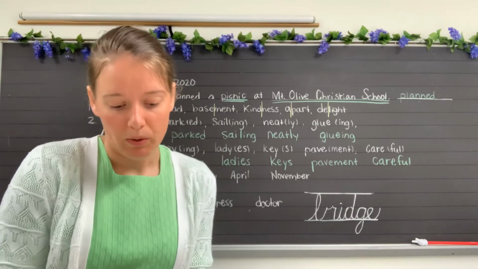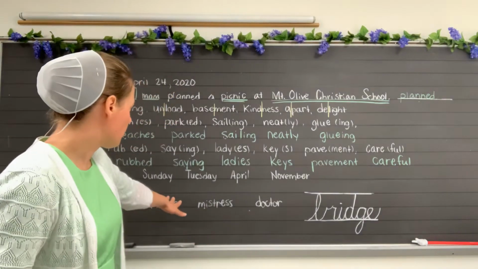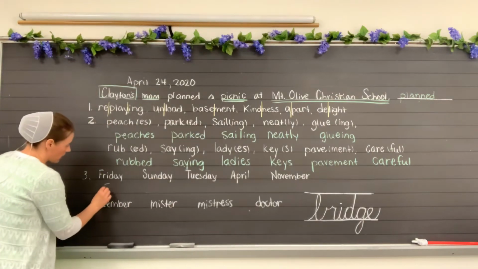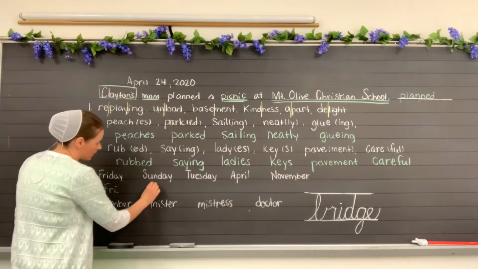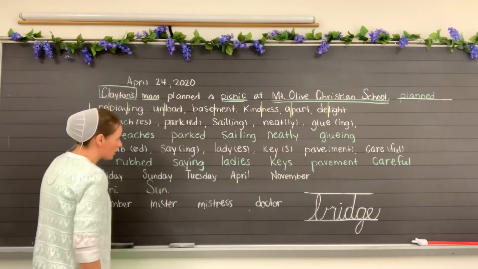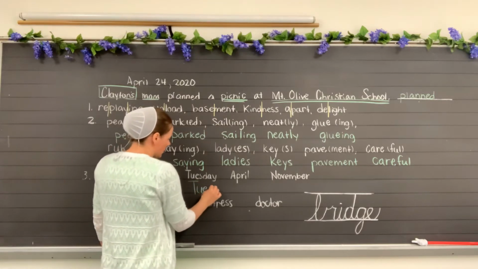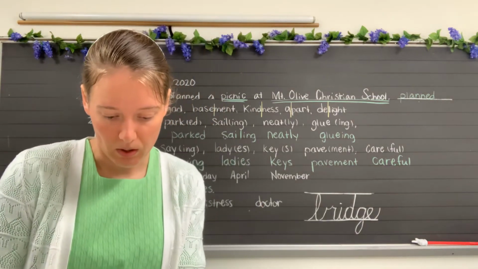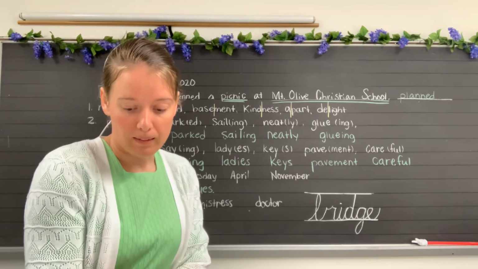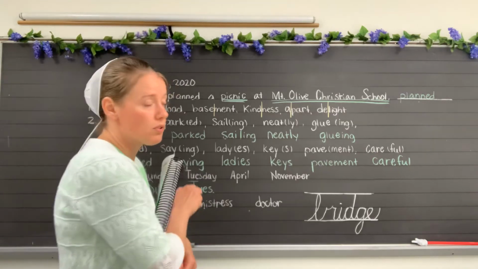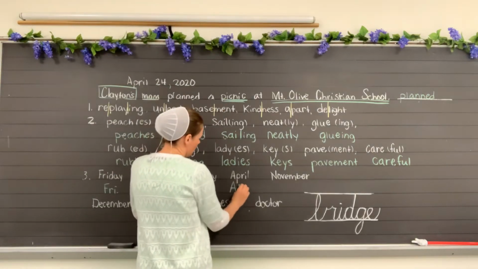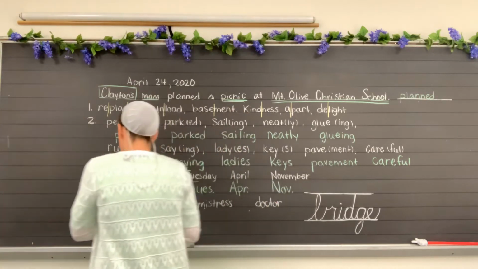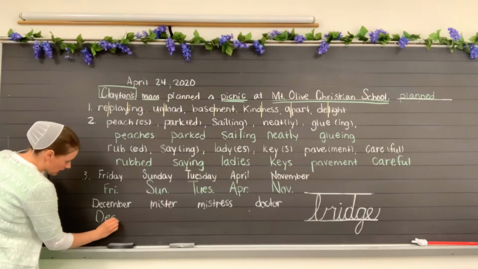Okay, then let's look at this other thing here on the board. This is abbreviations. Let's write the abbreviations. Friday is capital F, R, I, period. Sunday is capital S, U, N, period. Tuesday is capital T, U, E, S, period. April, does April get an abbreviation? Yes, April does. It gets three letters. So we have capital A, P, R, period. November is capital N, O, V, period. December is capital D, E, C, period.